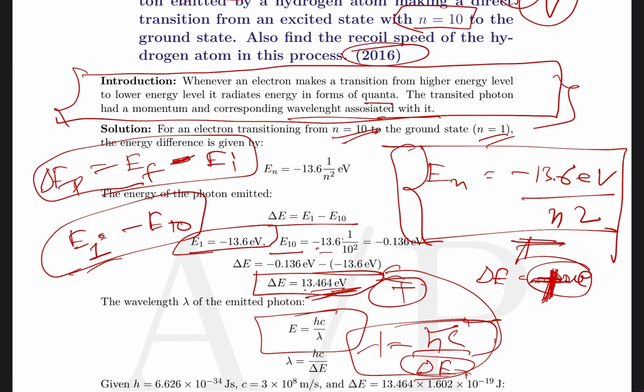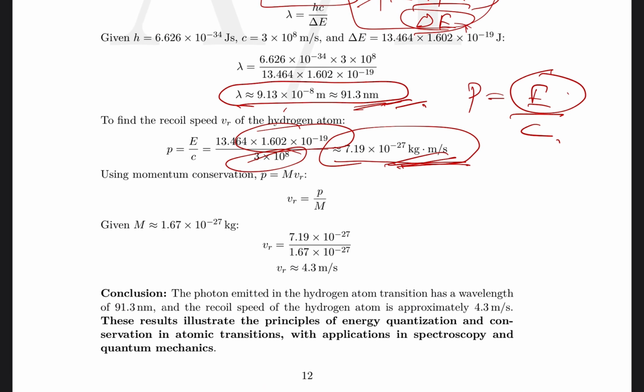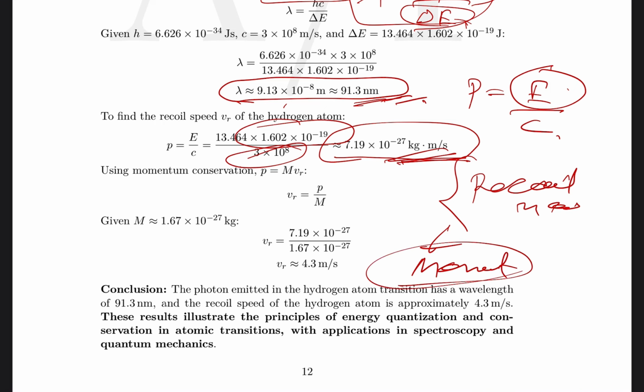Okay, now the fourth part was to find out the recoil speed of the hydrogen atom. So how can we calculate the recoil velocity? Whenever the term recoil velocity comes up, we remember the concept of momentum, because whenever there is a recoil, there is a conservation of linear momentum. So using conservation of linear momentum, the momentum earlier equals the momentum after collision. So P is equal to M V_R, where V_R is the recoil velocity. So V_R would be P by M.